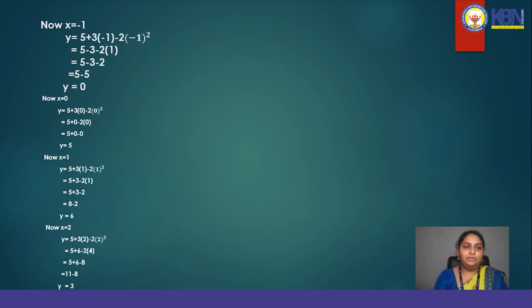And we also substitute x is equal to minus 1, and the result is y equal to 0. Now the last one is x is equal to 3. When y is equal to 5 plus 3x minus 2 into x square, now we substitute x is equal to 3 in the place of x. Then the result is 5 plus 3 into 3 minus 2 into 3 square. 3 square means 9. Then we get 5 plus 9 minus 2 into 9. 2 nines means minus 18, and 14 minus 18, the result is minus 4. When we substitute x is equal to 3, we get y is equal to minus 4.